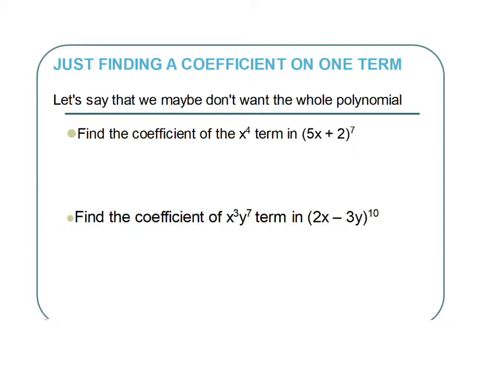So here's my example. It says find the coefficient. So I just need that number of the x to the 4th term in this expansion right here, 5x plus 2 to the 7th power. All right, let's peek back.